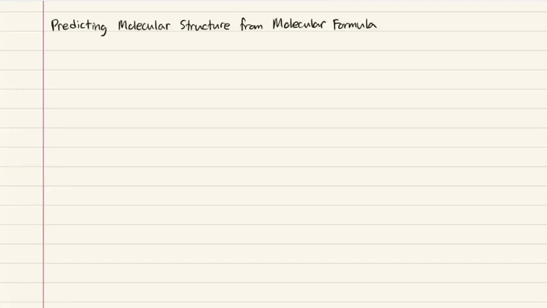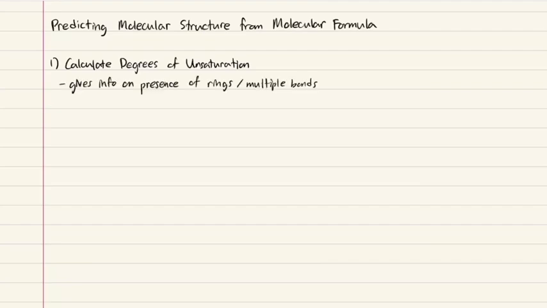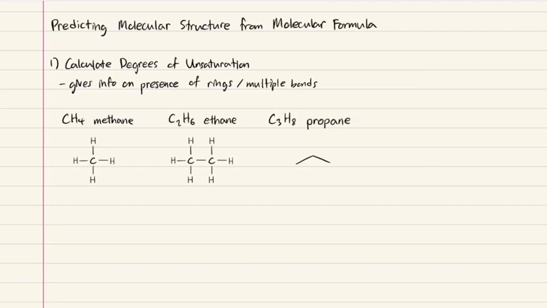Now let's discuss how to predict a molecule's structure from its molecular formula. When given a molecular formula, it's helpful to start by calculating the molecule's degrees of unsaturation. As we discussed in a previous video, the degrees of unsaturation can provide valuable clues about the presence of ring structures or multiple bonds in the molecule. By now, you may recognize the following molecular formulas, CH4, C2H6, and C3H8, as methane, ethane, and propane. These alkanes have only one possible structure given these molecular formulas.